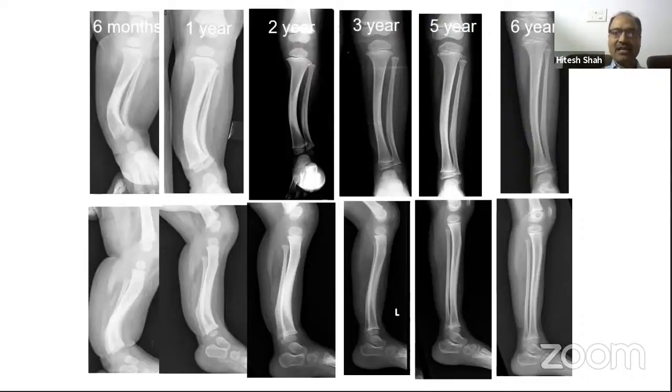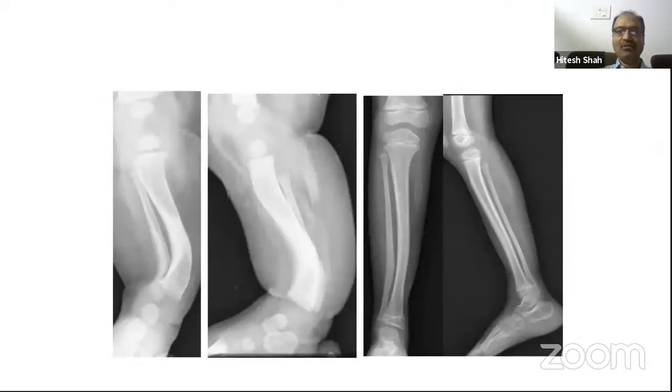Another aspect of the residual problem: sometimes they may have ankle valgus, whenever it is associated with wedging of the distal physis, the distal tibial epiphysis. Those cases will require screw epiphysiodesis or growth modulation. But by and large, the story is that it will get corrected on its own.